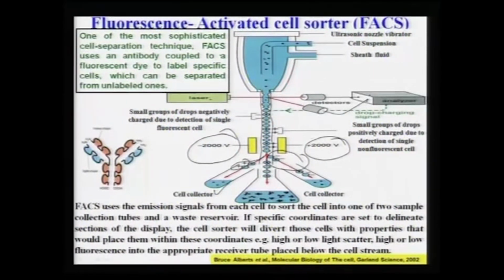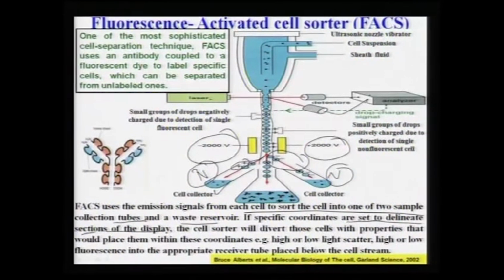So, that is what has been mentioned here, that FACS actually uses the emission signals from each cell to sort the cell into 1 or 2 sample collection tubes and a waste reservoir. If specific coordinates are set to delineate sections of the display, specific coordinates means you tell the system that the test tube placed at the plus 45 degree angle will be vital cells, the minus 45 degree will be necrotic cells, and similarly all other types of cells you can essentially mention.